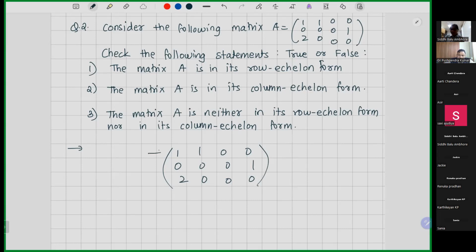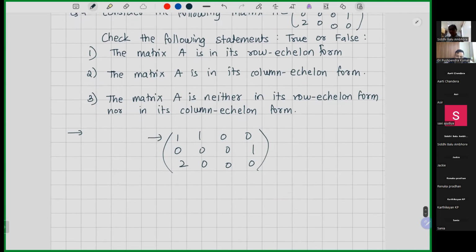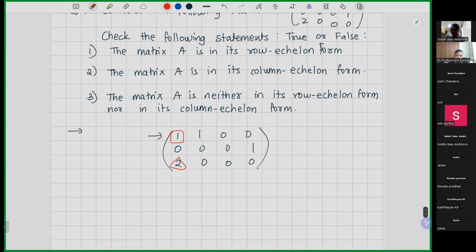I will start with the first row. First row, first entry is 1. Okay, great. But when I go and check the rest, the entries are non-zero. Below this leading one, all the entries must be 0. But here I have these 2, so it fails. So this is not a row echelon. It is not in row echelon form.